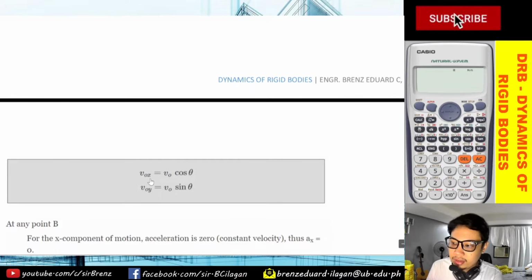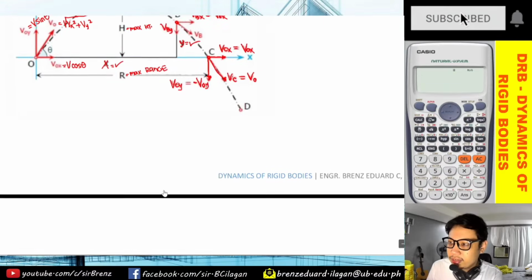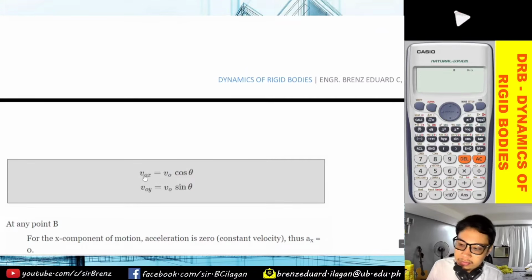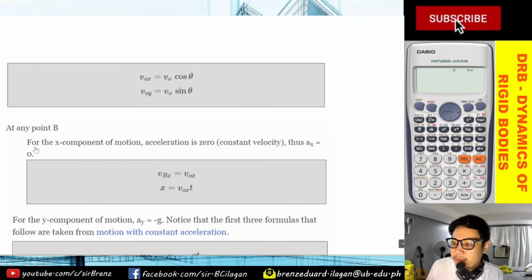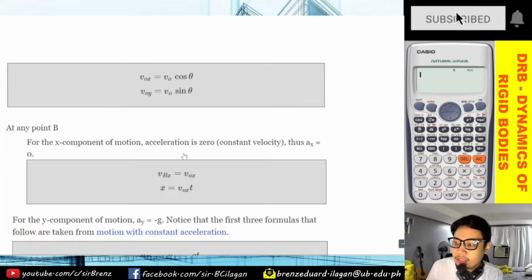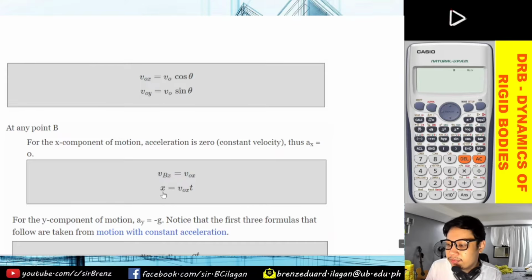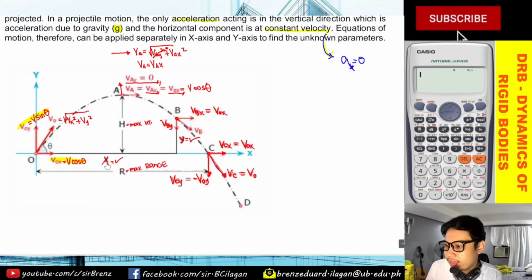So again, to get the x component, ito lang din siya, guys. Ayan din. So kunin ko lang yung highlighter. Yung pagkuha ng component ng mga velocity. So at any point p, for the x component of motion, the acceleration is 0. Therefore, constant velocity. Thus, a sub x is equals to 0. So wala ang acceleration x. So if you're going to solve for the distance x, eto.